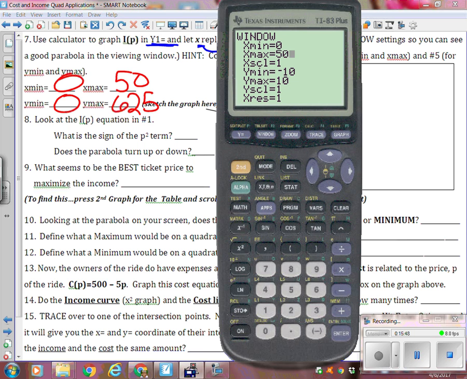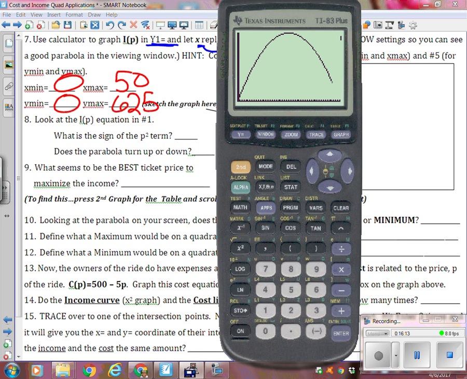X scale is just how often do you want the calculator to make a mark? I'm not even going to change that. Doesn't matter. I can still see what I need to see if I don't change it. Y minimum. What's Y minimum? 0. 0 amount of money. And the highest amount of money, Y max, is going to be 625. Everybody good? Press the graph key.